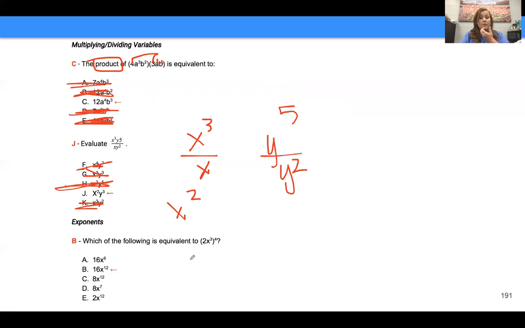Which one is equivalent to 2x cubed to the 4th? I have one variable, 2 exponents. They don't equal? Nope. So we multiply. And hopefully you've remembered from our earlier problem, this is 2 to the 4th power. So 2 times 2 is 4. 4 times 2 is 8. 8 times 2 is 16. So it's not any of these. And then 4 times 3 is 12.